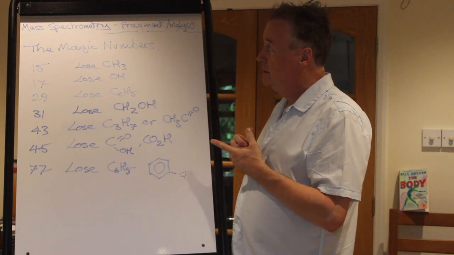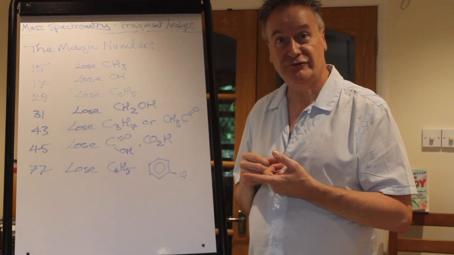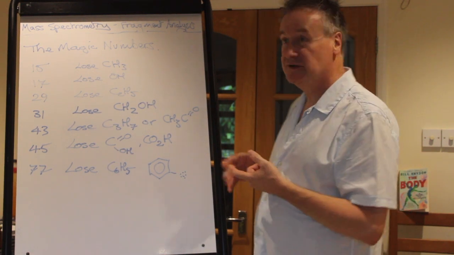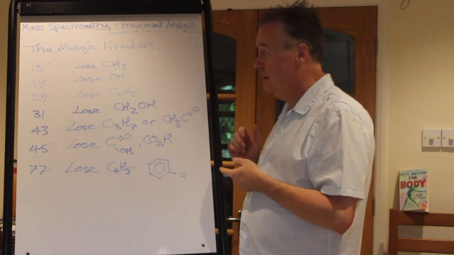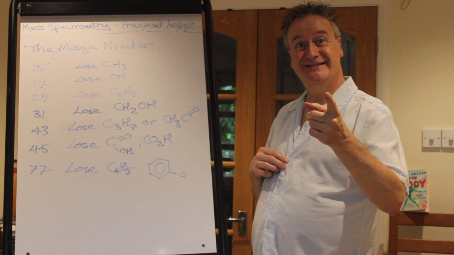Right. Don't call them magic numbers when you answer questions, because that's wrong. We mustn't call them that. They're just mass differences. Right, see you in a moment for example 5.